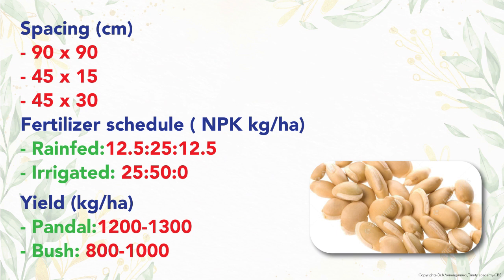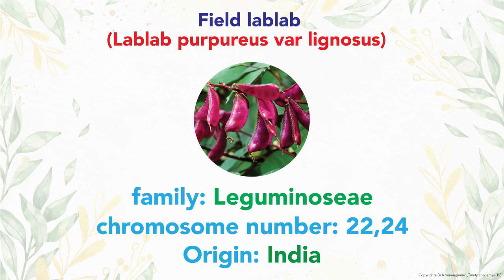Yield of Pandal Lab is 1200 to 1300 kilogram per hectare, while for bush type is 800 to 1000 kilogram per hectare. Well friends, next pulse is Field Lab and the botanical name is Lablab purpureus variety lignosus. The family is Leguminosae and chromosome number is 22 and 24.